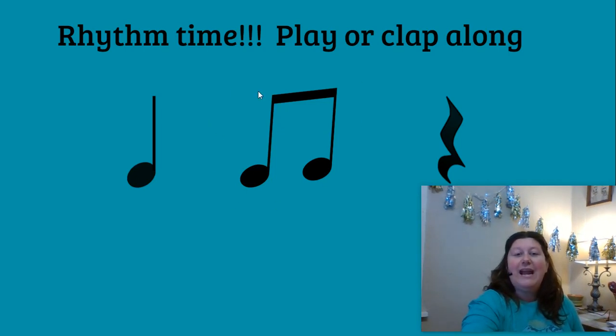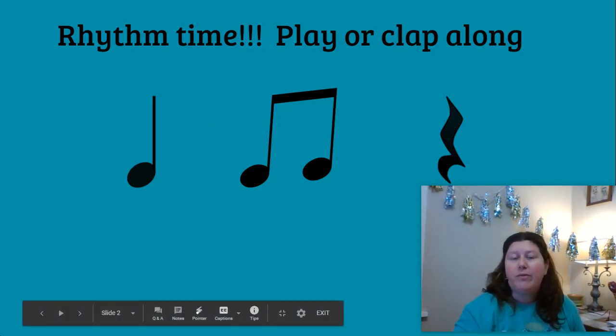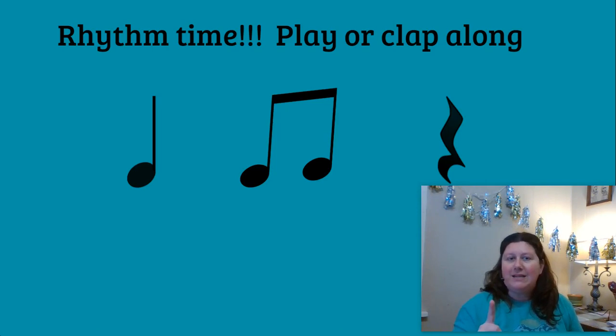This is called eighth notes, and it has two sounds, but it still happens in one beat, in one time. So we say ti, ti, ti, ti, ti, ti.